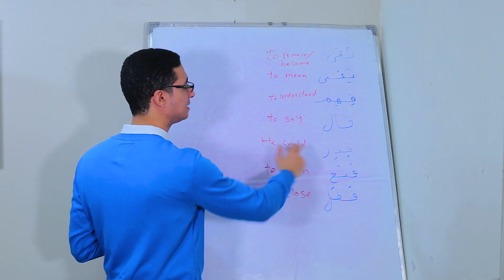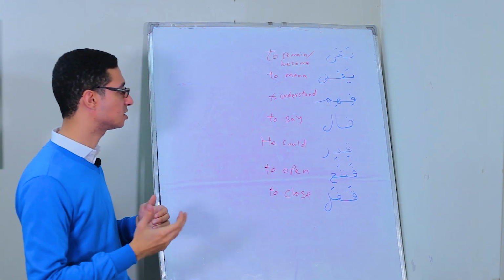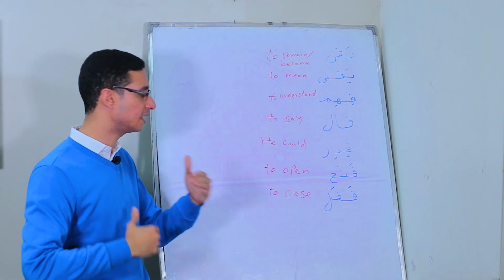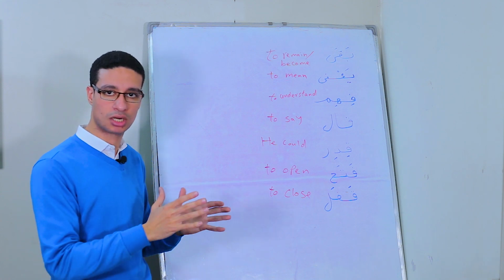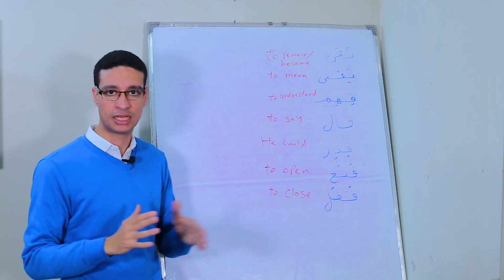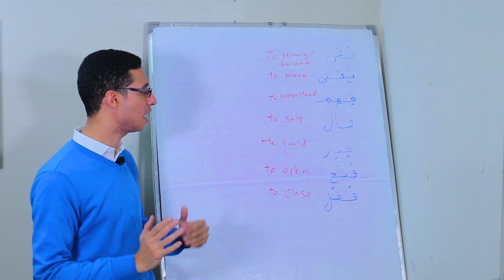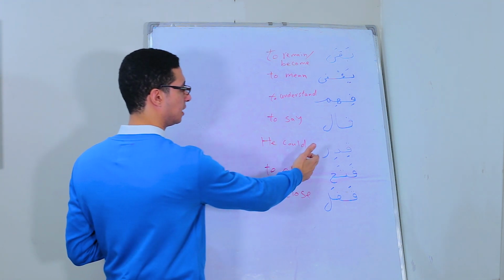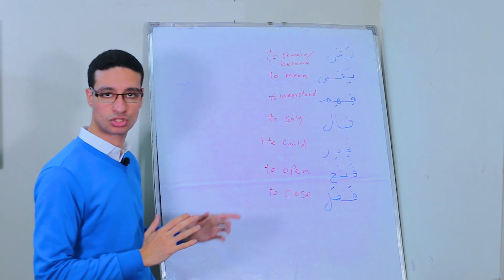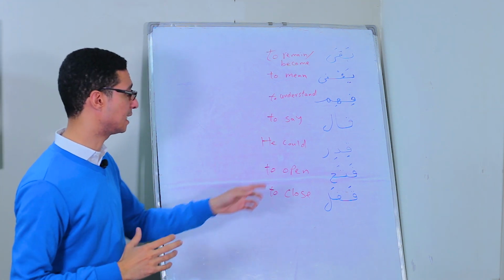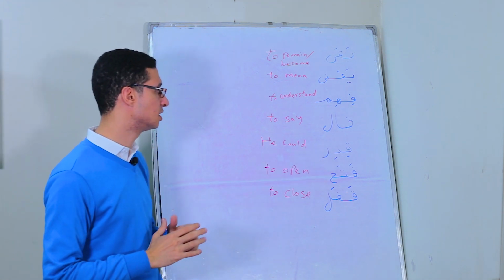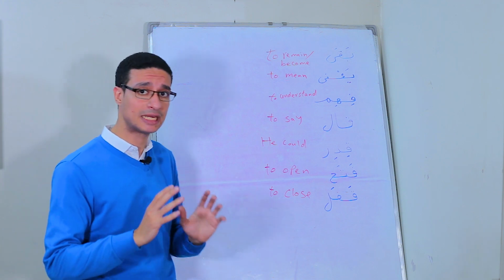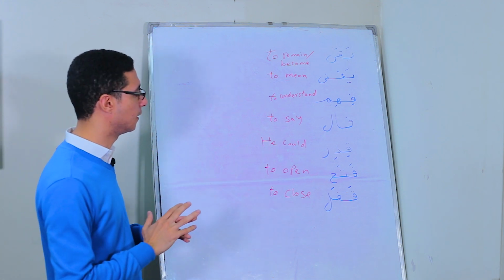The next one is قدر. قدر, it's like he could, it's to be able to do something. So أنا بقدر, I can do blah blah blah. So it's أنا بقدر, هو بيقدر, هم بيقدروا. It's conjugated very standard because it's a 3 consonant root, a 3 consonant verb in the past. So the conjugation is very standard.